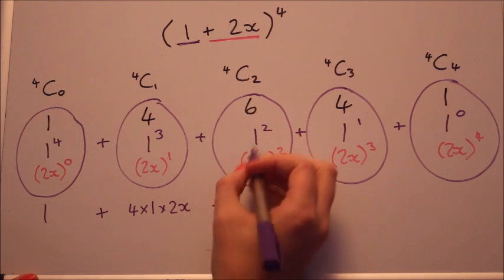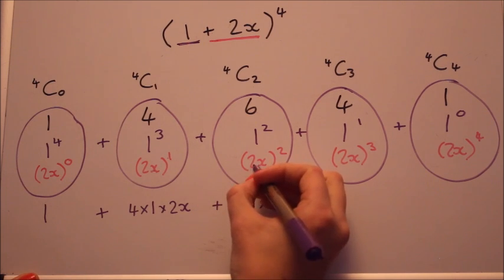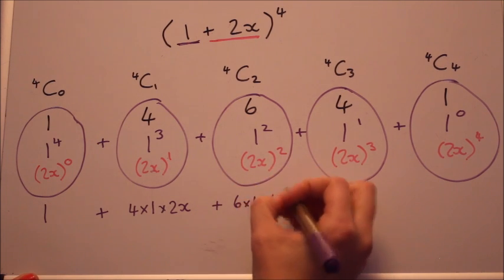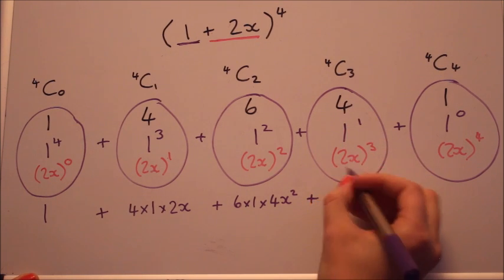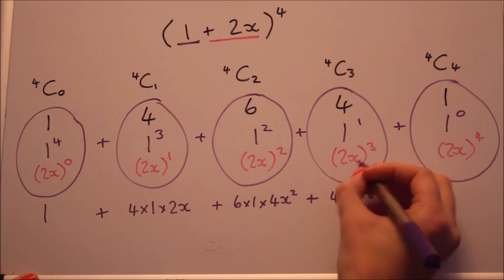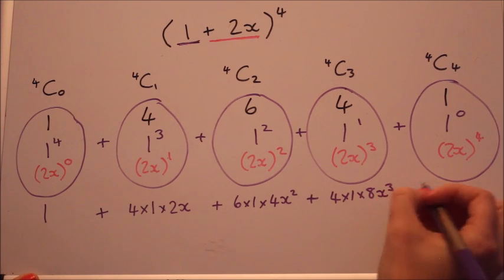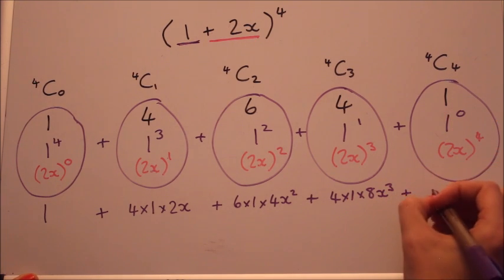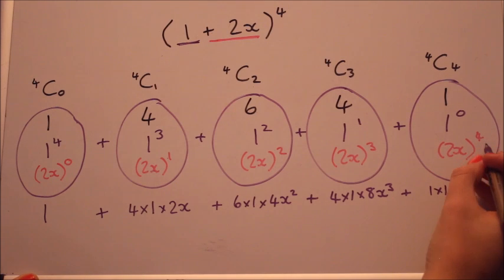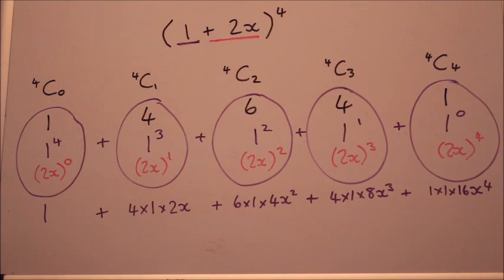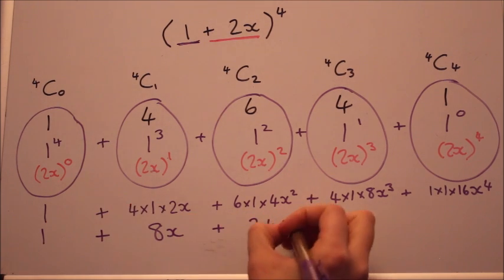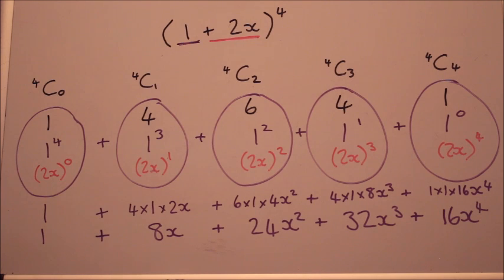We've got 6 times 1, and then we've got 2 squared, so that's 4, and x squared. 4 times 1, 2 cubed is 8, and x cubed. And then 1 times 1, 2 to the power of 4 is 16. I hope you can read that okay. Now let's simplify those up. And there you have it, that's that binomial expansion done.